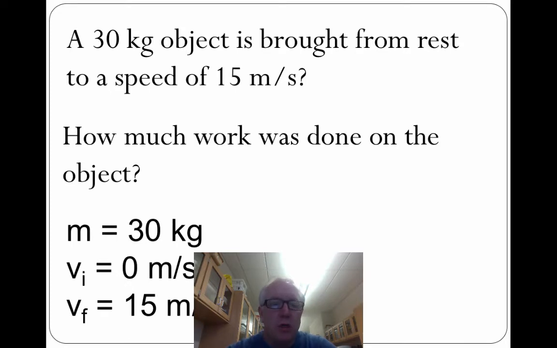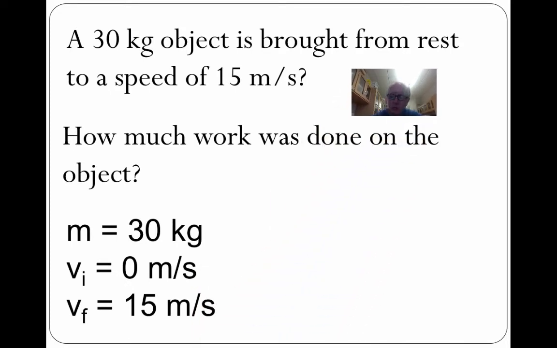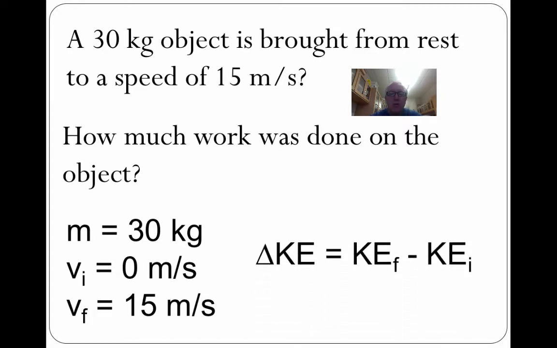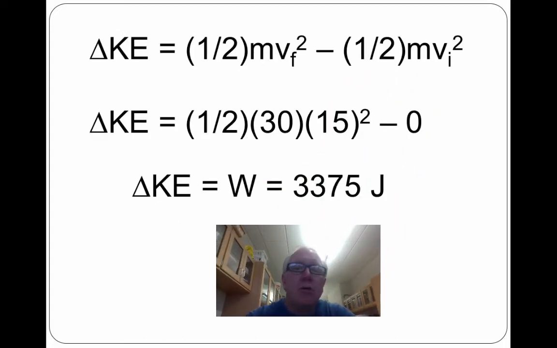First of all, we will identify the information, and you know that work is a change in kinetic energy. A change in anything is your final value minus your initial value. So here we'll have to take the final kinetic energy and subtract the initial kinetic energy. That's our change in kinetic energy, and that will be the work that was done. Okay, so let's see how it plays out here.